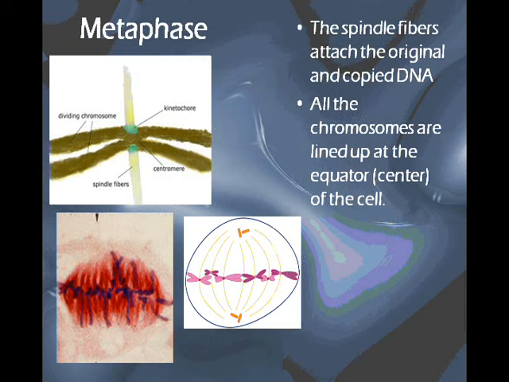The next stage is metaphase. In metaphase, the spindle fibers attach, and the chromosomes line up along the center, or the equator of the cell. Just like the Earth has an equator around the center, the cell has an equator around the center where the chromosomes line up.